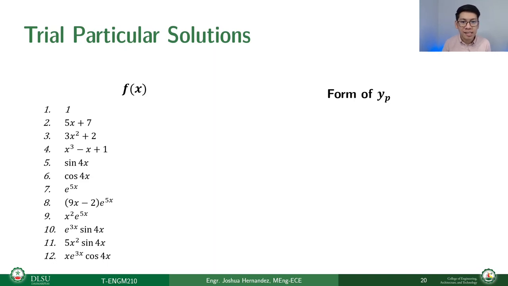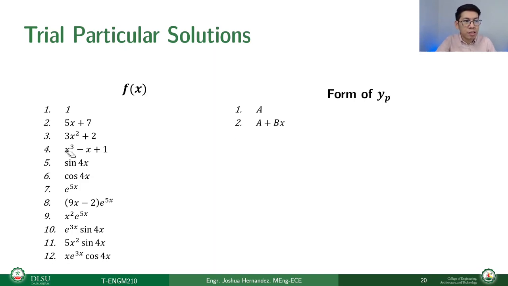The answer is A. Okay? So for any constant, it is represented simply by an undetermined coefficient. Let's call it A. How about number 2? We have 5x plus 7. Pause this again now. The correct answer is A plus Bx. Why? Because this is a polynomial function, 5x plus 7, and the highest degree of your variable is 1. That is why A plus Bx is our trial particular solution.